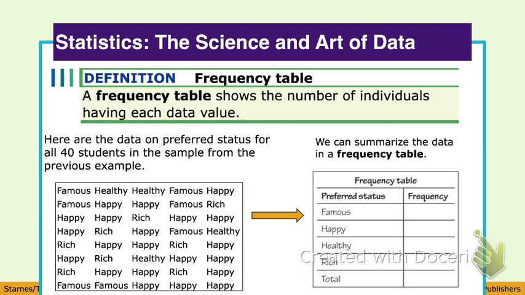So, what do you think we should do? We should do some counting. We need to figure out how many of these 40 students said that they wanted to be famous. What'd you get? 7? Anybody else get 7? All right. Happy. How many of these individuals said that they wanted to be happy?